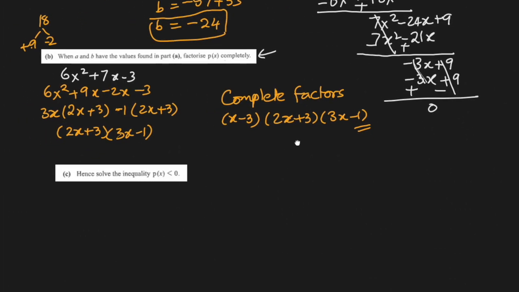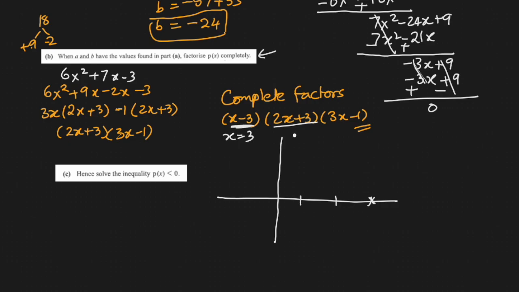P(x) is less than 0. Since it may be of 1 mark or 2 marks only, the best way would be that we draw a graph for this. We will mark the 3 factors, which will give us 3 x-intercepts. This will give us x-intercept equal to 3. So let me write 1, 2, 3. This is our first x-intercept.